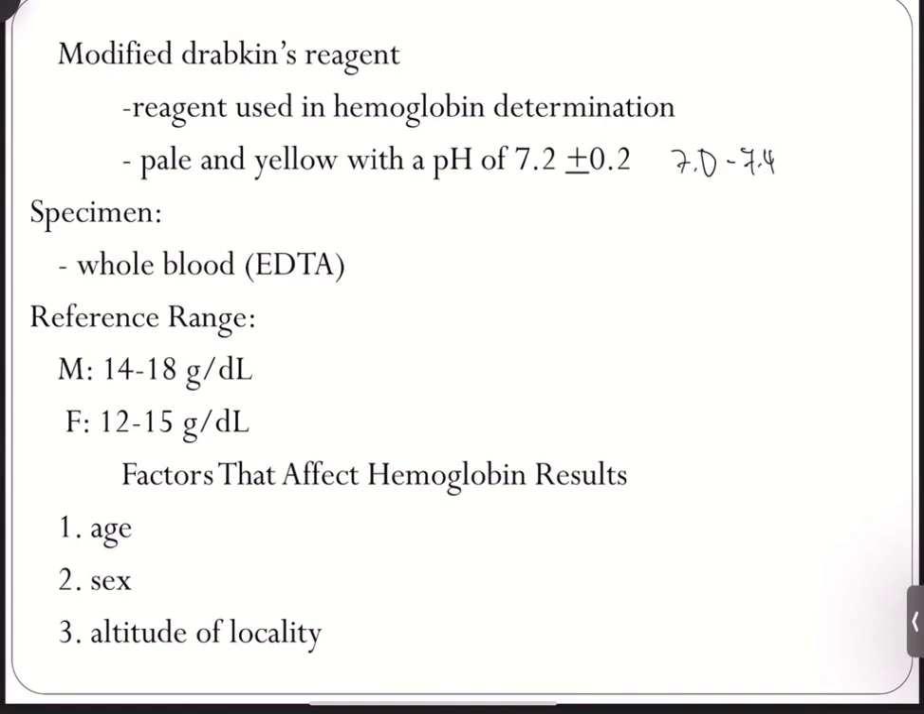Okay? Reference range is 14 to 18 grams per deciliter for male, and for female it is 12 to 15. Okay, mas mataas ang male because a higher hemoglobin content of the RBC is found, and a higher RBC count is found in your male patients. Okay, factors that affect the hemoglobin result.